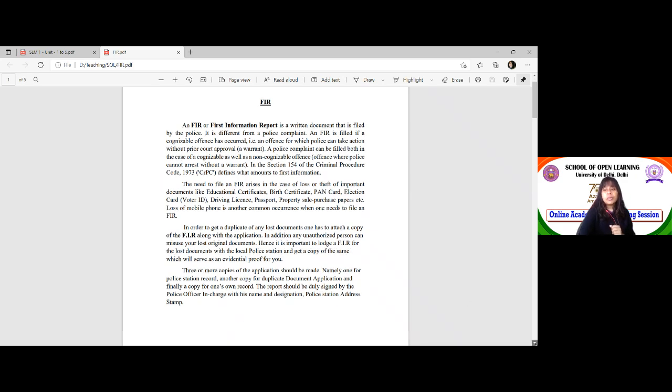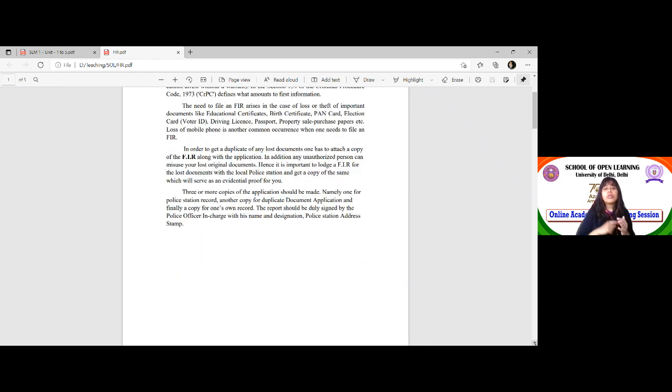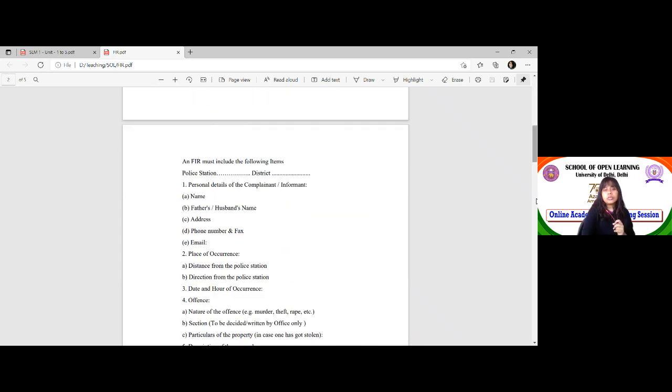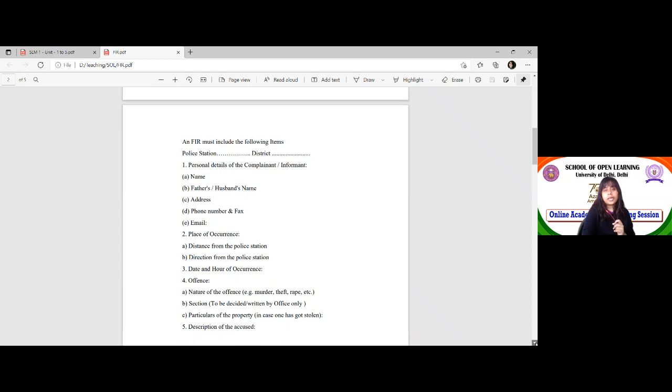Now, when you make the copy, make sure that your copy also has the signature of the police in charge with his name and designation, and the stamp of the police station and everything should be there, so that it is a legitimate document. Now, let us talk of the basic format. What does the format include?